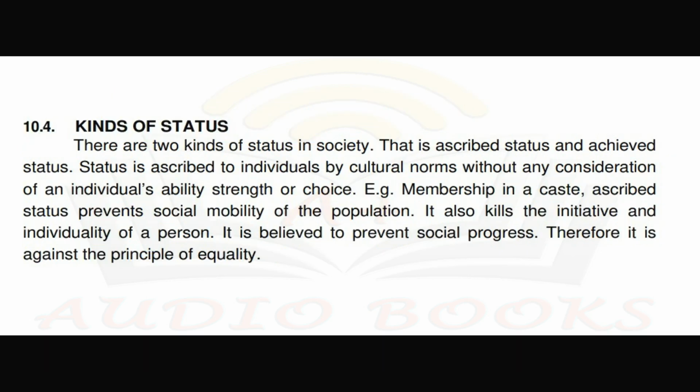Kinds of status. There are two kinds of status in society. That is ascribed status and achieved status. Status is ascribed to individuals by cultural norms without any consideration of an individual's ability, strength or choice. For example, membership in a caste.